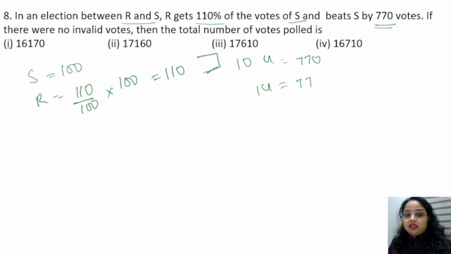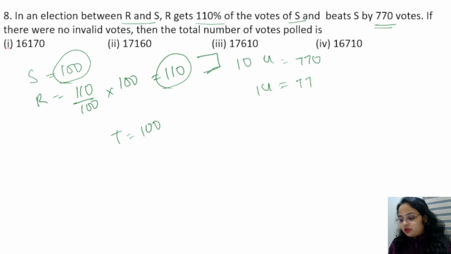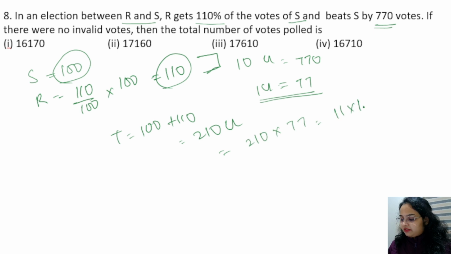If there are no invalid votes, all the votes are valid, then what is the total number of votes polled? S got 100 votes and R got 110 votes. Total votes is 100 plus 110, it is 210. This is 210 units. Here 1 unit is equal to 77. So 210 units is what? 210 into 77. It is 11 into 1470. The answer is 16170. First option.